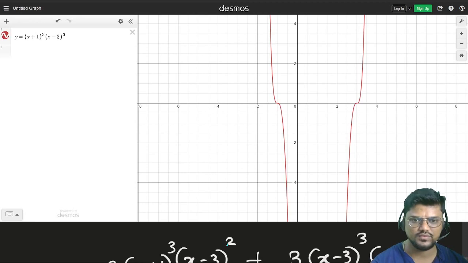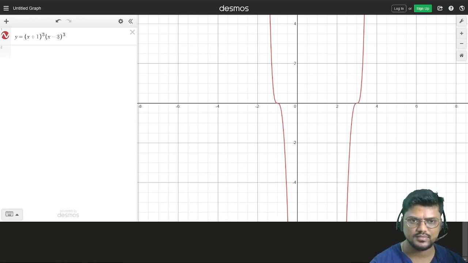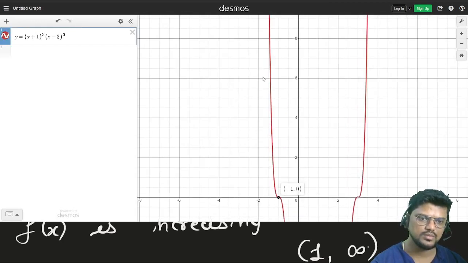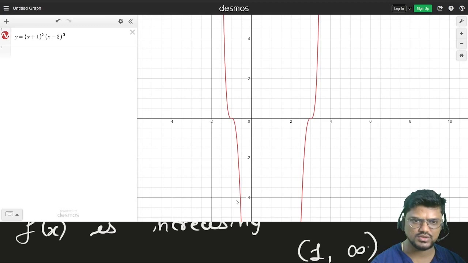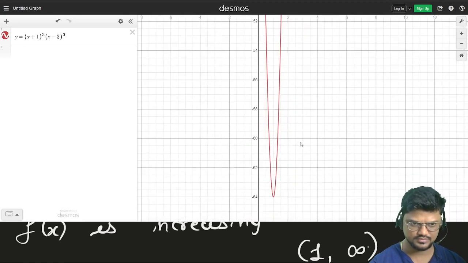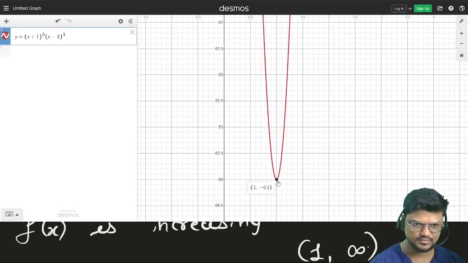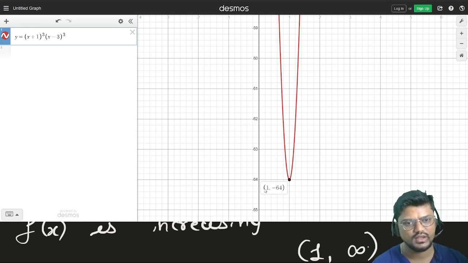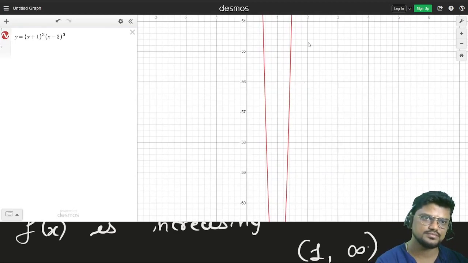This is the curve we have. Now what did you get? f of x is decreasing in the interval minus infinity to minus 1. See, from minus infinity to minus 1, the given function is decreasing. But wait, it is also decreasing after minus 1. Does it meet anywhere? Yeah, over here. Oh, wait, not minus 1. It is 1, no? It is decreasing in the interval from minus infinity to 1, and from 1 to infinity, it is increasing only.